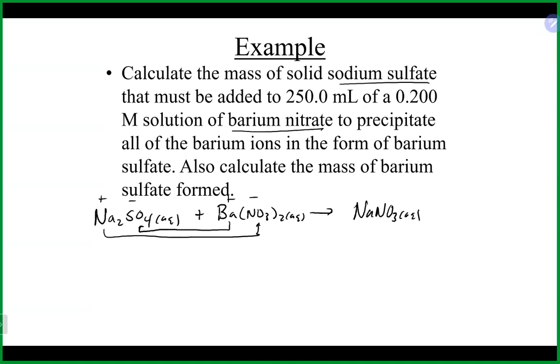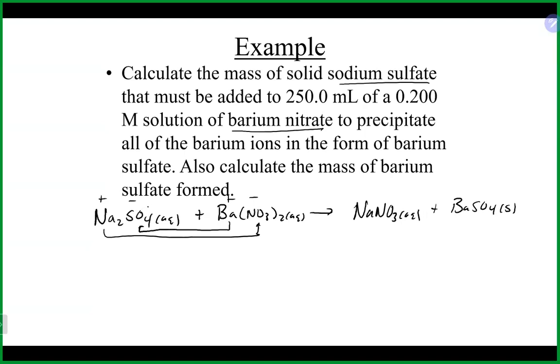And barium, which is +2, and sulfate, which is -2, when they come together, you just need one of those, and that would be your solid in this case. Any questions on how we get to the formula here?